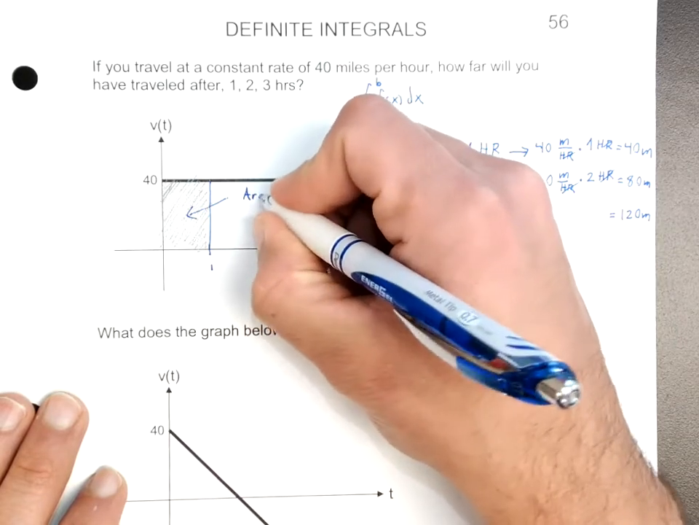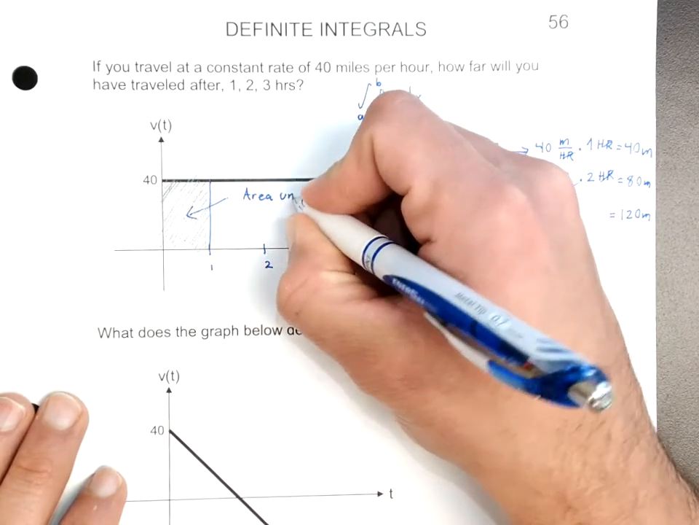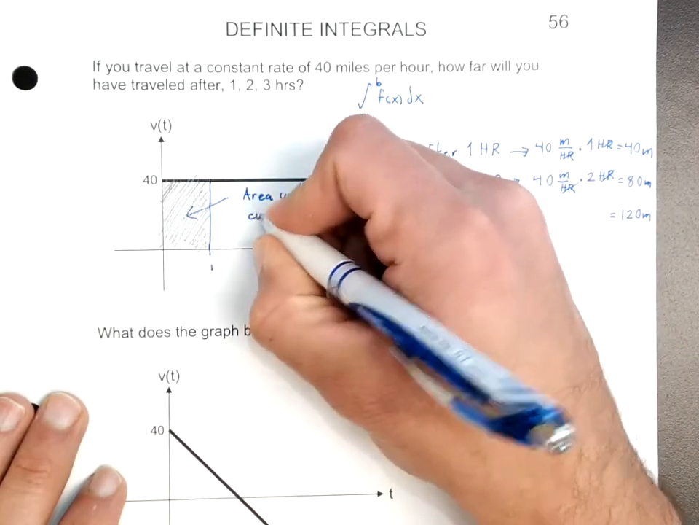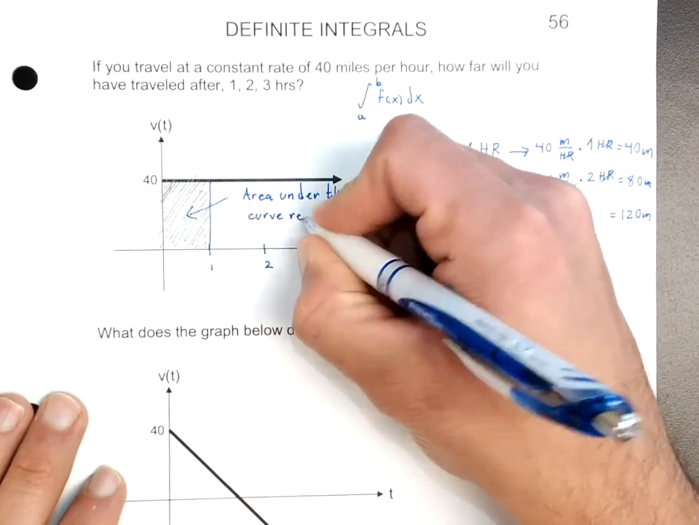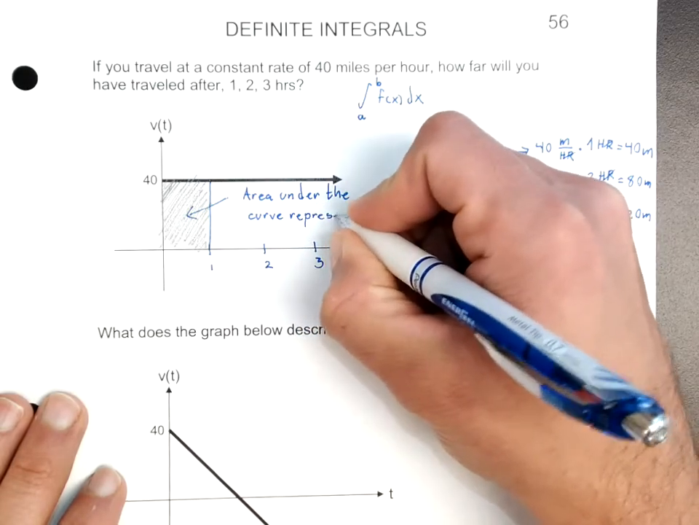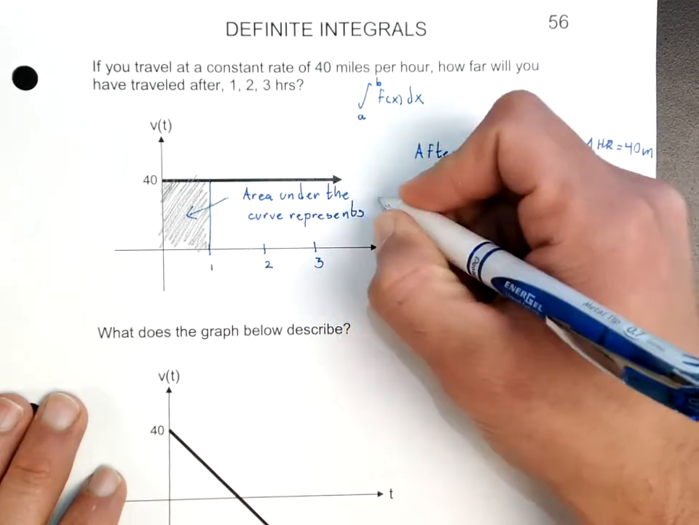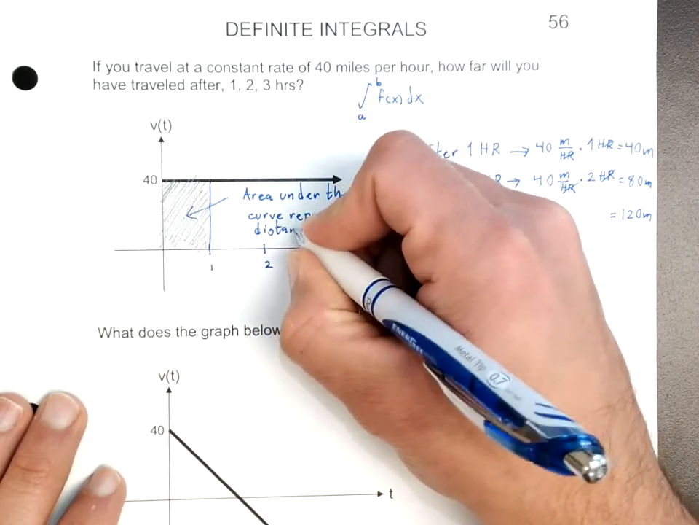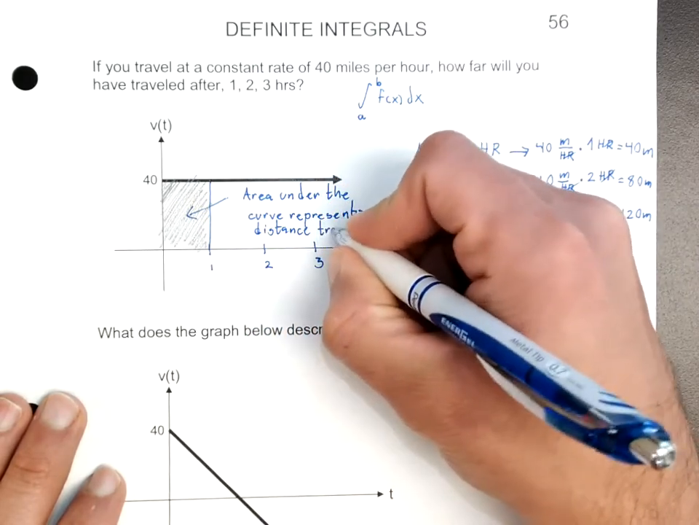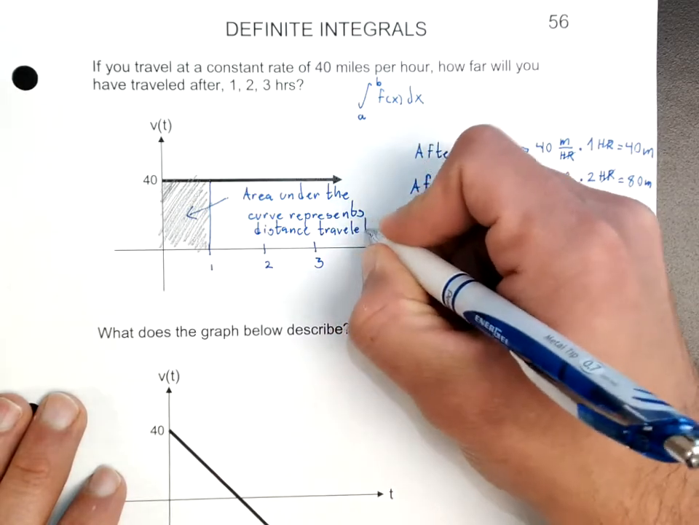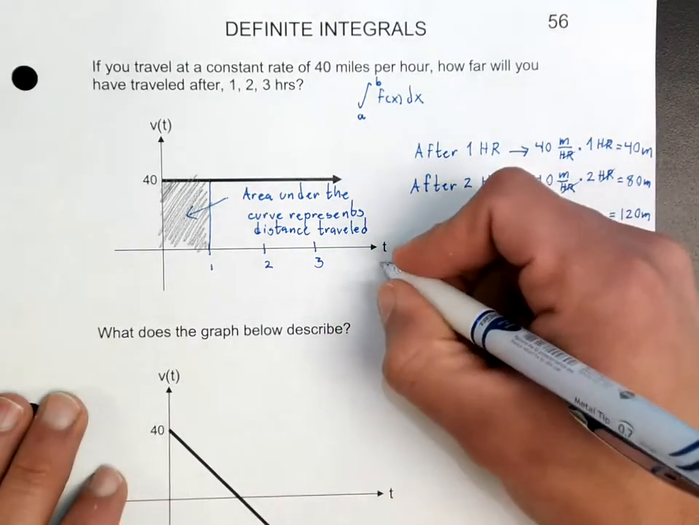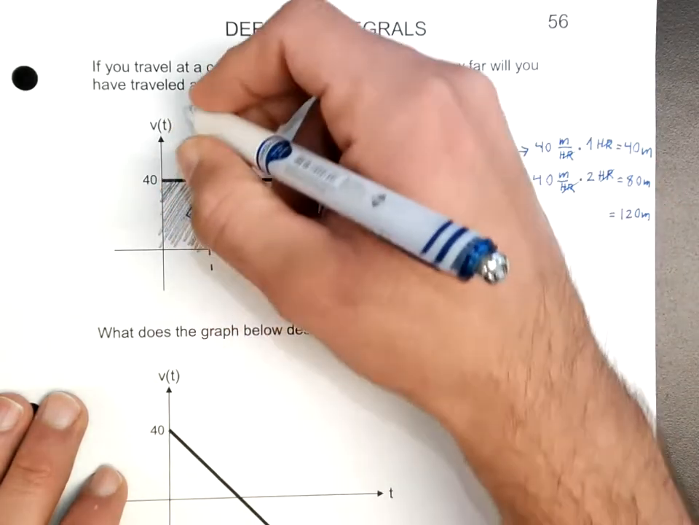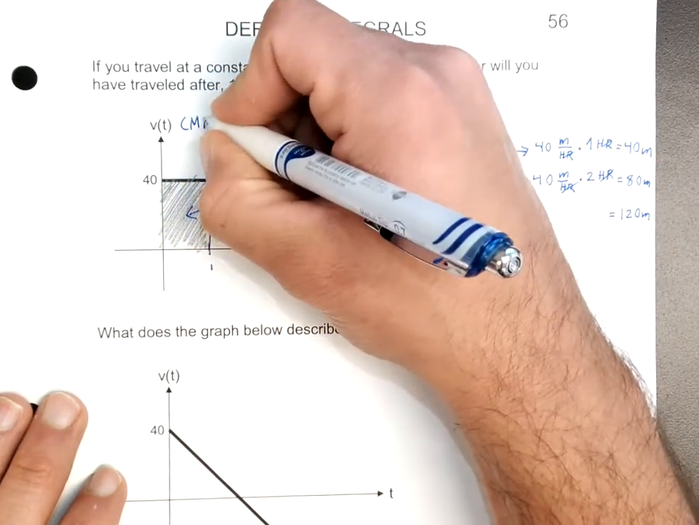So again, the area under the curve in this case represents distance traveled. Again, area under the curve represents distance traveled. And if you're looking at this, this would be in hours in this case, and velocity would be in miles per hour.